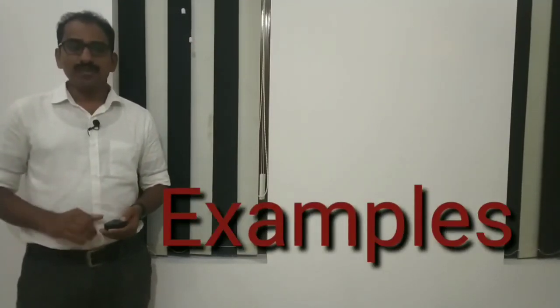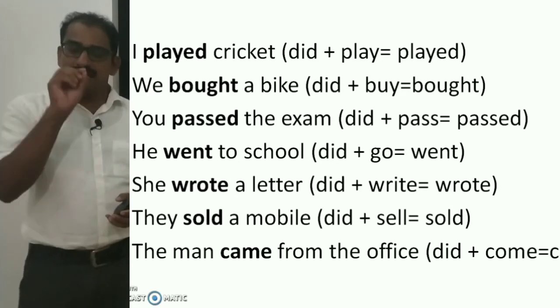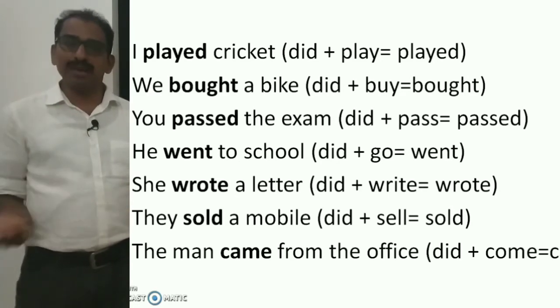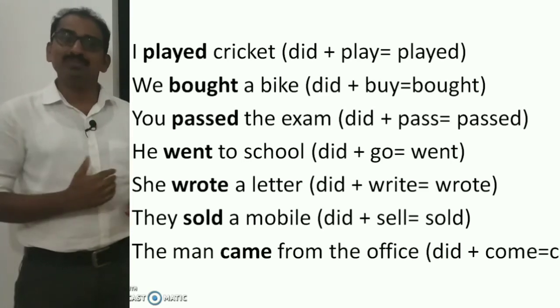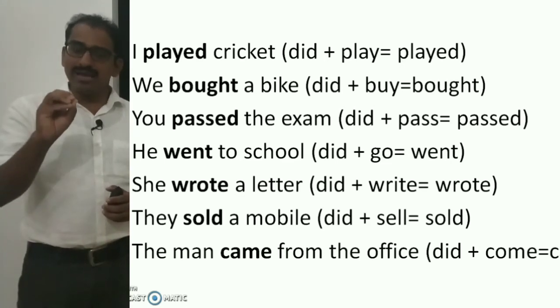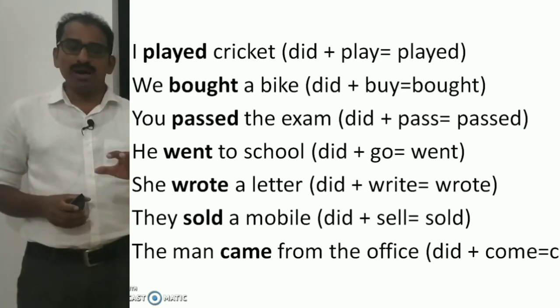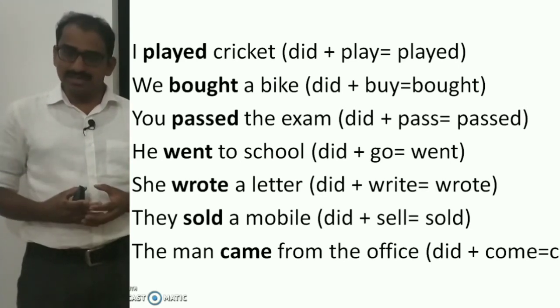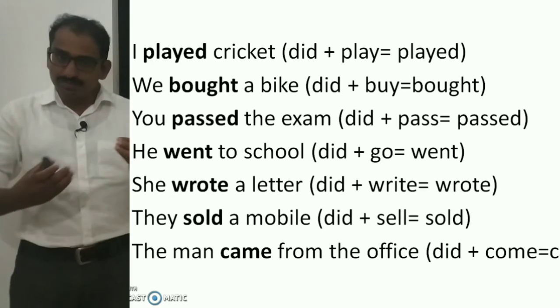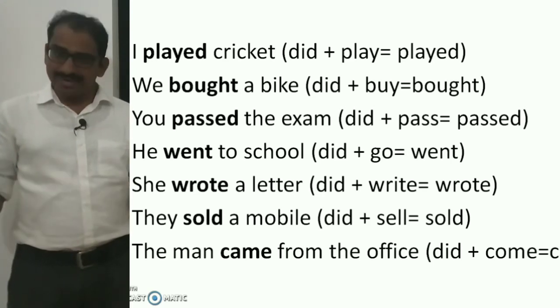We have learned irregular verbs in English. In V2, the verbs are packed with did. I played cricket. In the sentence, played is used along with did. That means did play. Did plus play becomes played. So did is hidden in played. We bought a bike. There, did plus buy is bought. You passed the exam. Did plus pass is passed. In passed there is an auxiliary, that is did. We have to split it. He went to school. That means did plus go becomes went.